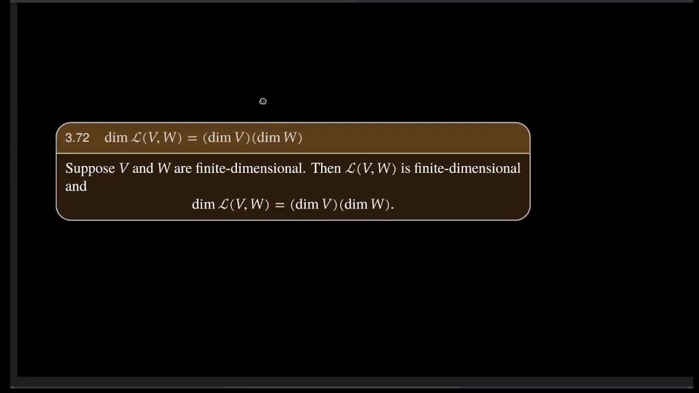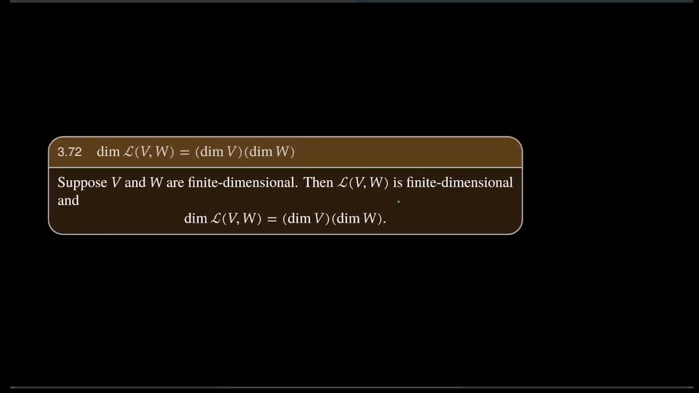Here's an easy one. Now we can finally tell the dimension of L(V,W). Oh, here we go. Okay. So if V and W are finite dimensional vector spaces, then the vector space of linear maps from V to W is also finite dimensional, and its dimension is equal to the dimension of V times the dimension of W.